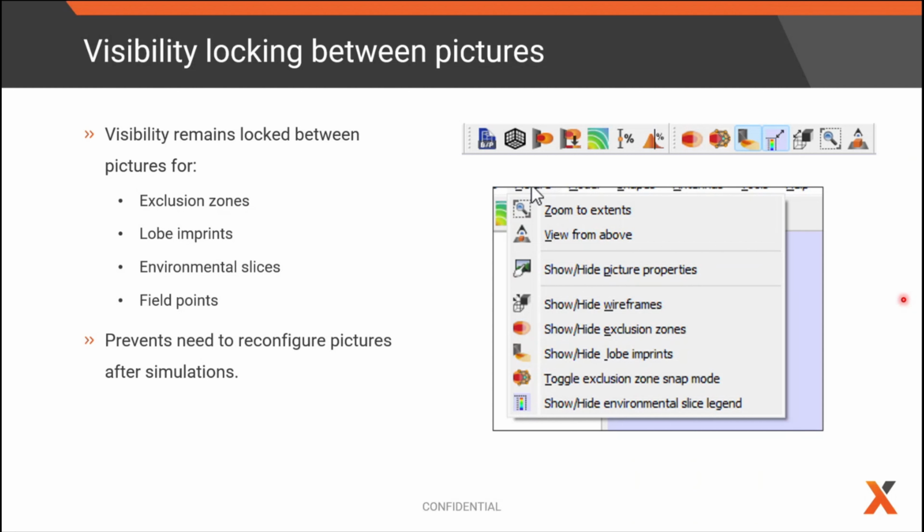Now, the visibility states for these four key elements are locked between pictures, regardless of the simulation you run. This means that you can set your pictures up once and then they stay configured correctly. So if you have to rerun the simulation, the pictures will remember which ones had the exclusion zones visible, which ones had the lobe imprints visible, and so on.